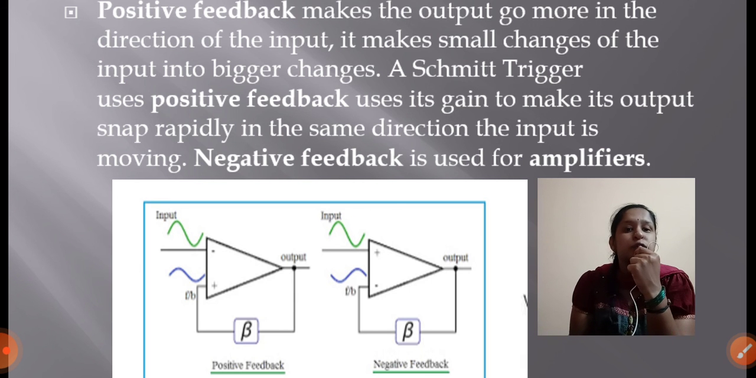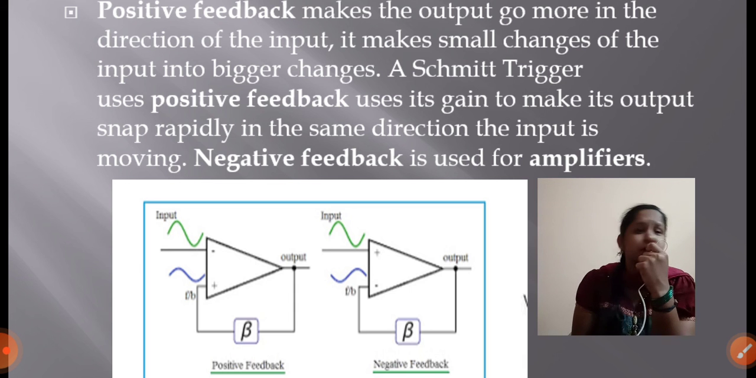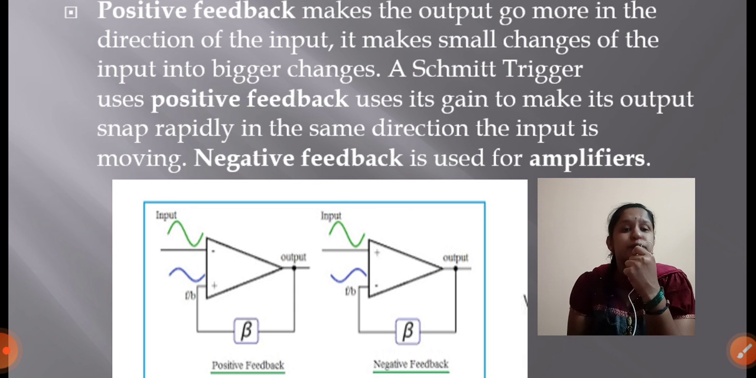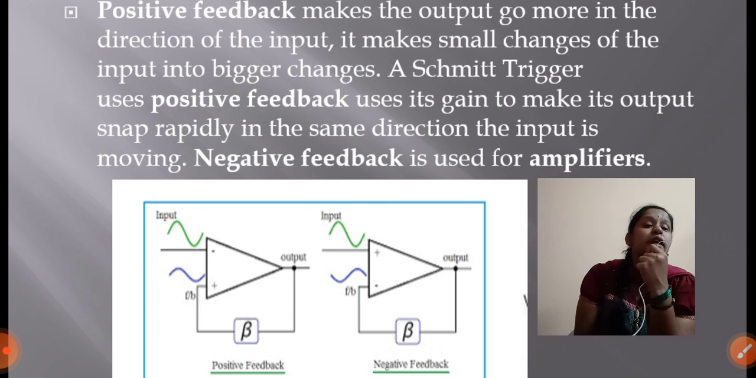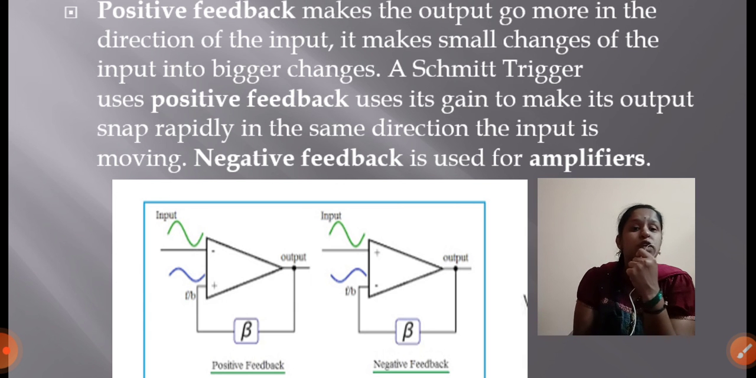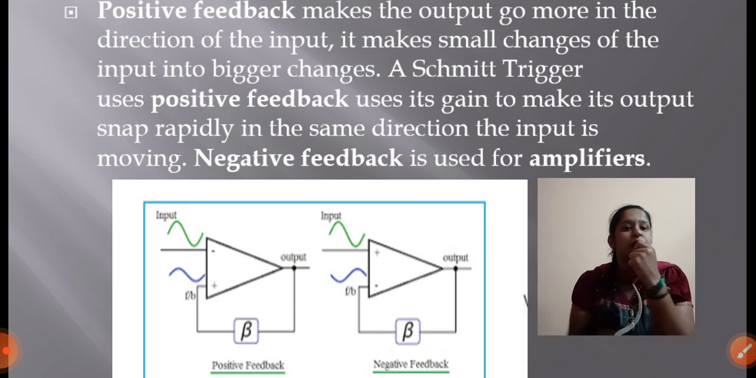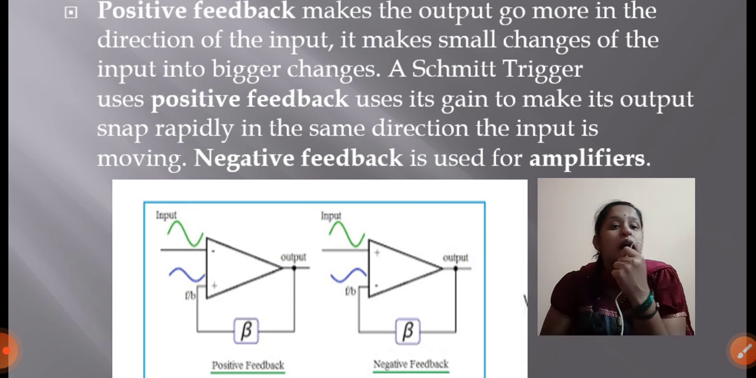Schmitt trigger uses positive feedback. Schmitt trigger you have to study in your further semester, right? Then only you can get the higher gain of the output. Higher output you will get. That is a positive feedback usage. It makes the output snap rapidly in the same direction the input is moving.